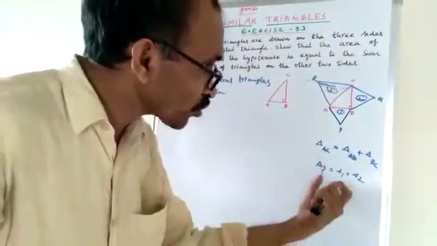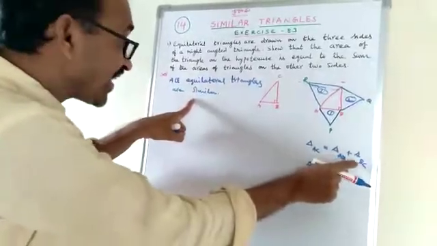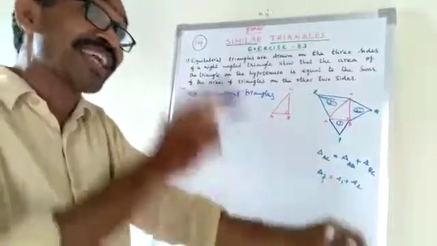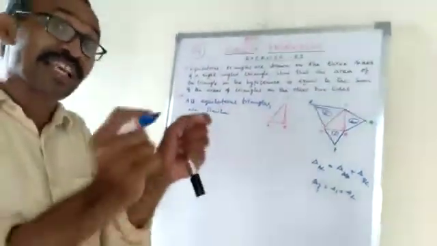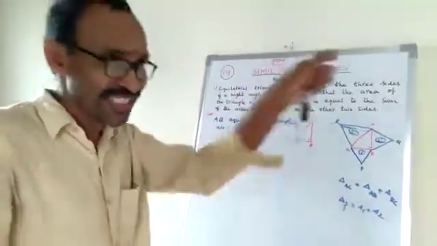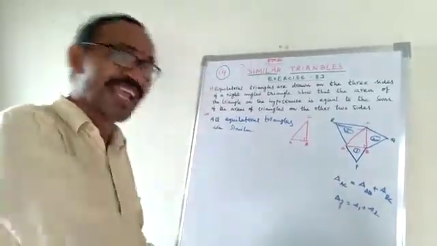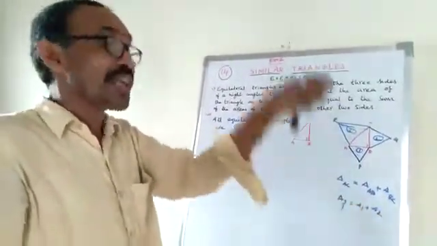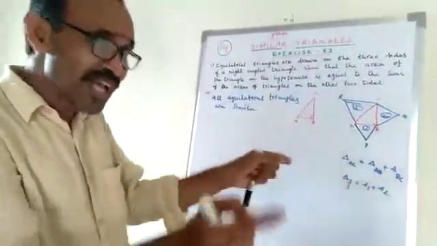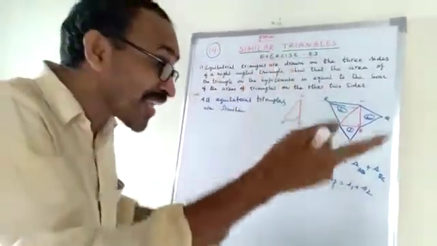How to approach to prove this? What is the problem solving approach? There is a technique. These are similar triangles and we need the areas. What is the relation between the areas of similar triangles? Yes, there is a theorem: the ratio of areas of similar triangles is equal to the ratio of squares of corresponding sides. So there is a relation between the sides and areas.